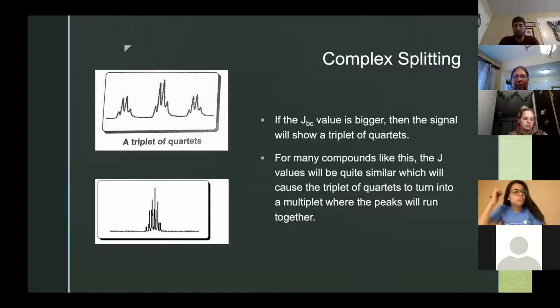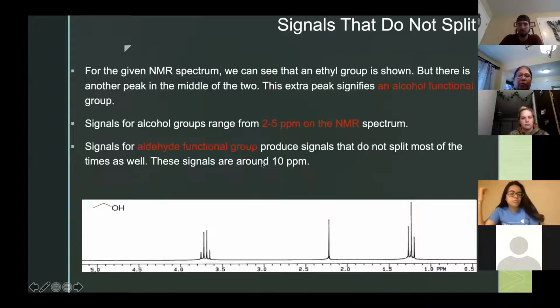On the next slide, if you have an OH group, even if the OH group has neighboring hydrogens, this OH group will always appear as a singlet. So it's a special kind. And where will it be? It'll be anywhere between 2 and 5.